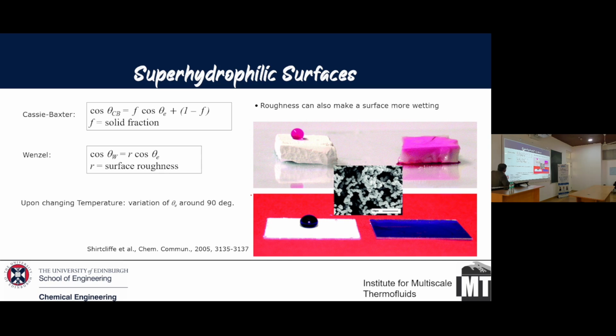Obviously, just like we have superhydrophobic surfaces, we also have superhydrophilic surfaces where you want complete wetting. That's also a very difficult thing to do. So here, people sometimes use roughness to make it more wetted. It's the other way around as well. You can see this reference where they exploit roughness to expand the spreadability of the liquid.